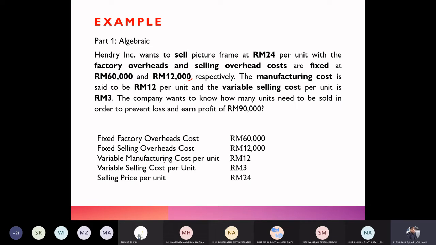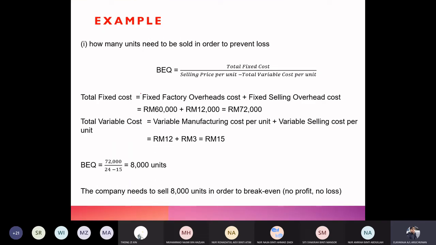And then the variable manufacturing cost is given as 12 ringgit, the variable selling cost per unit is given as 3 ringgit, and the selling price per unit is given as 24 ringgit. These are all the information based on the problem. Now, move on. We're going to look at each one of them, one by one.